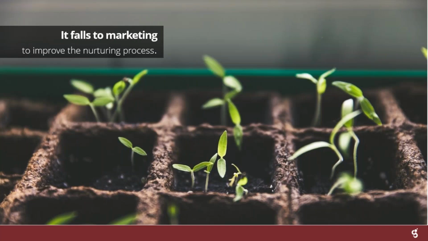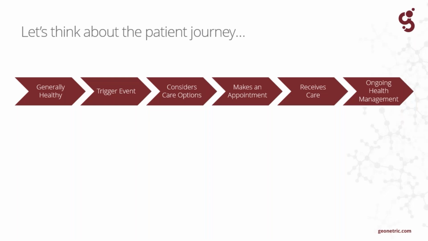It's really up to marketing, and especially content marketing, to improve that nurturing process. And one of the biggest ways to build trust and nurture those relationships is by being a reliable source of information over time throughout the entire patient journey. So as we think about the entire patient journey and we think about Millennial Megan, our persona here, that persona really outlined how she is in her everyday life, that generally healthy phase. But at some point there's a trigger event. She has some knee pain. She does some research to consider her care options and try and decide, can she treat this at home? Does she need to go see a doctor? What are her options? She makes an appointment, receives care, and then has some ongoing health management. She probably wants to try and prevent this injury from happening again. She's probably more aware of that preventative health need.